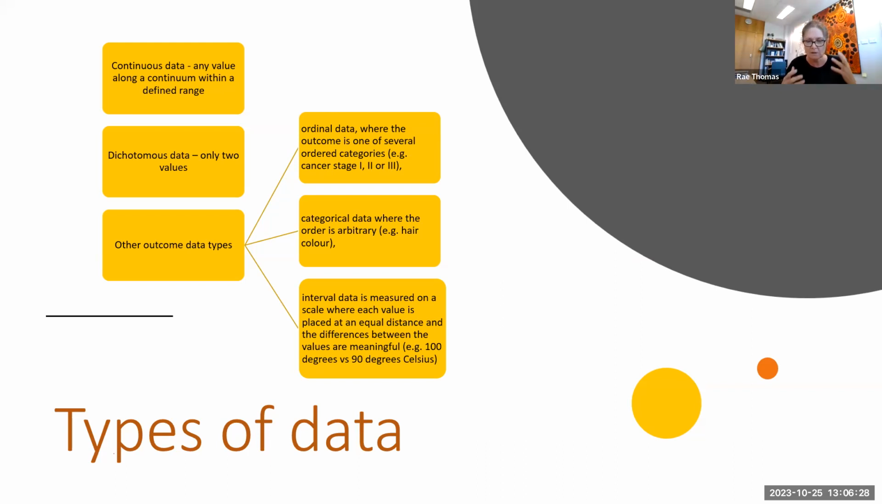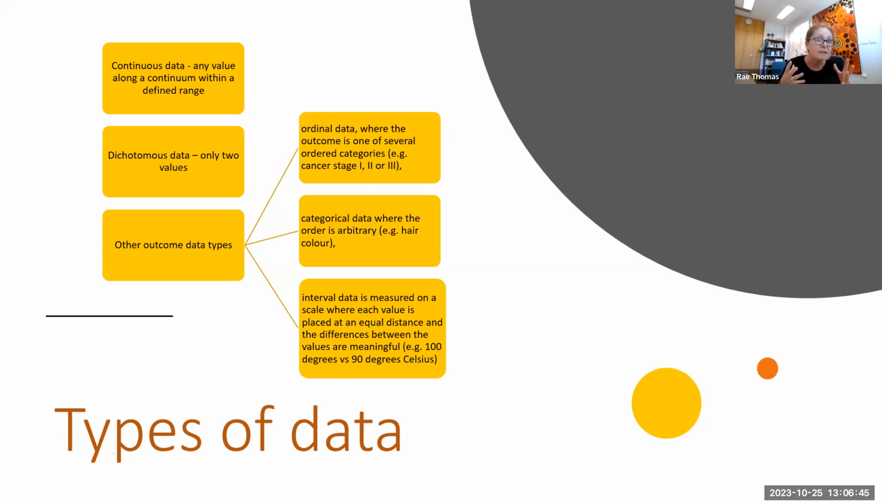That means when you have outcomes that really only have 2 possibilities, a yes or a no. You're dead or you're alive. You have a stroke or you don't have a stroke. They're called events data. So it's dichotomous, it's only 2 options, a yes or a no.